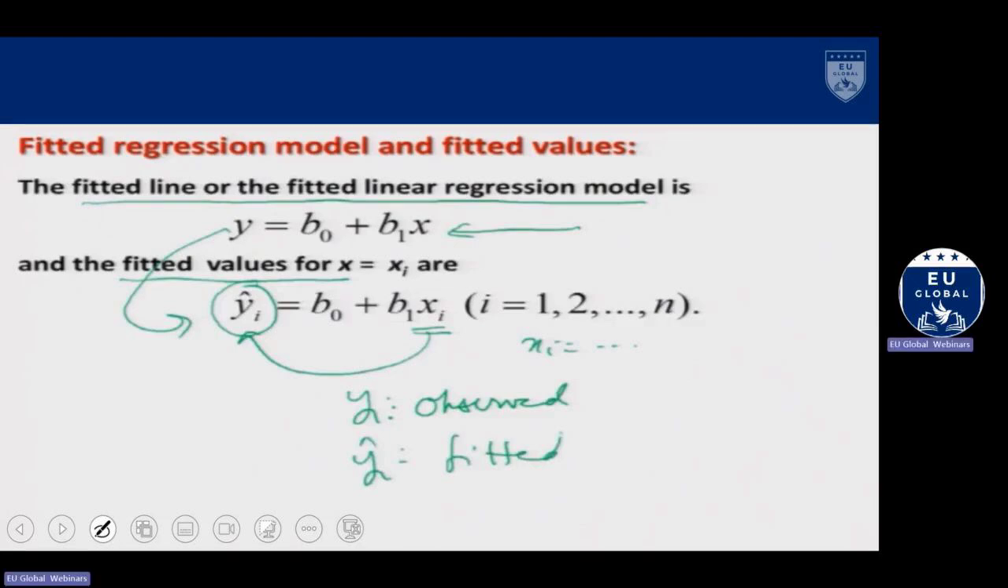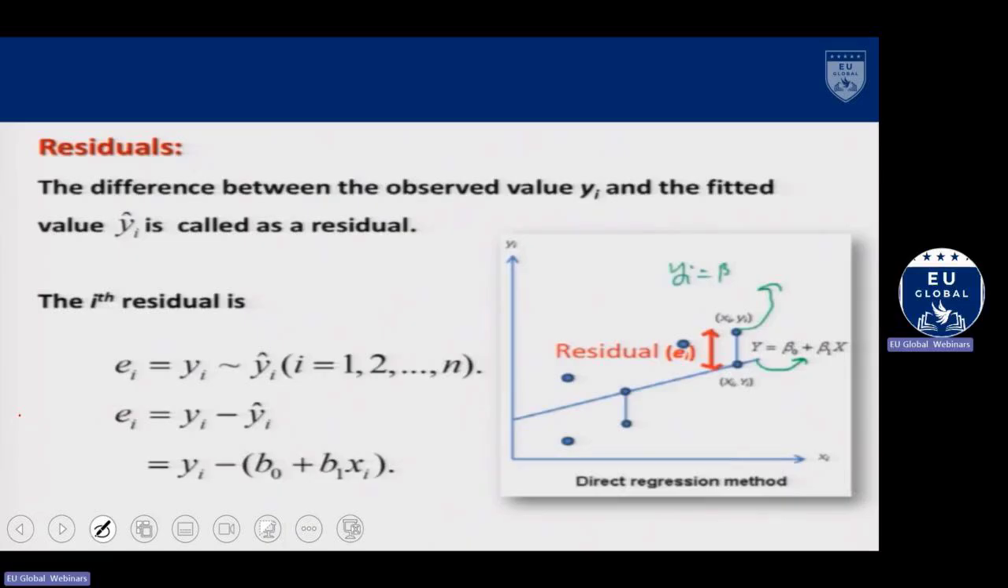So this is the difference between the observed value, which is yi, and yi hat, which is the fitted value. Now we come to the residual. The residual is a difference between the observed value and the fitted value. So this is the fitted value and this is the observed value. Whenever we have to find a difference between the observed value and the fitted value, this is called the residual. The difference over here is the e, and it is also called the residual.